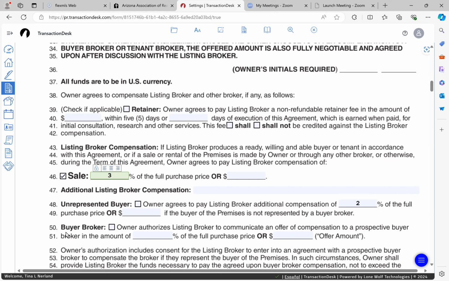And on top of that, they're going to pay a buyer broker. Owner authorizes listing broker to communicate an offer of compensation to a prospective buyer broker and the amount of. So right now, if I get the listing and I have an unrepresented buyer, it's going to cost the seller 5%. If I get the listing and a buyer broker brings me a buyer, the seller's paying 6%. Does that make sense?